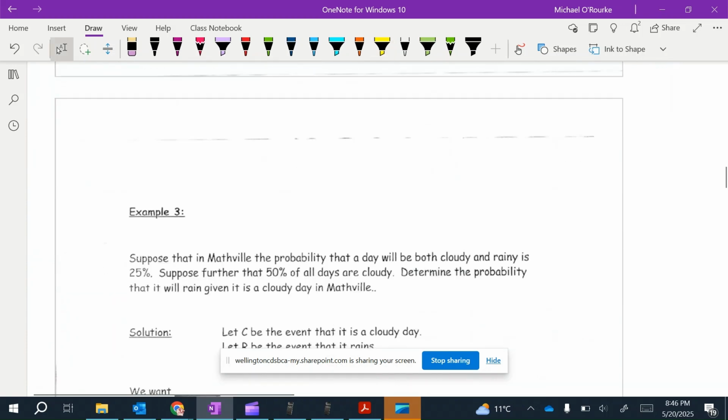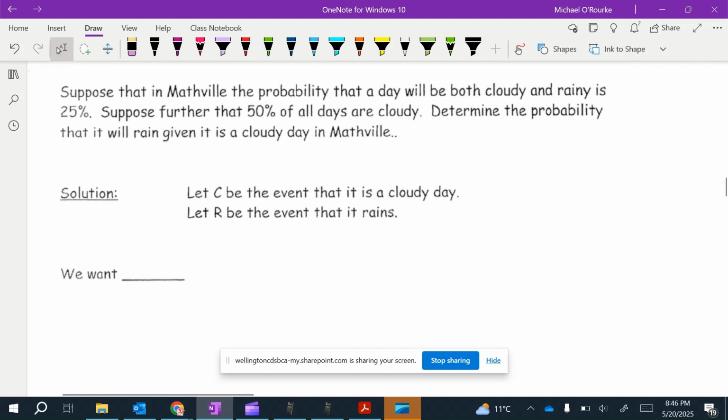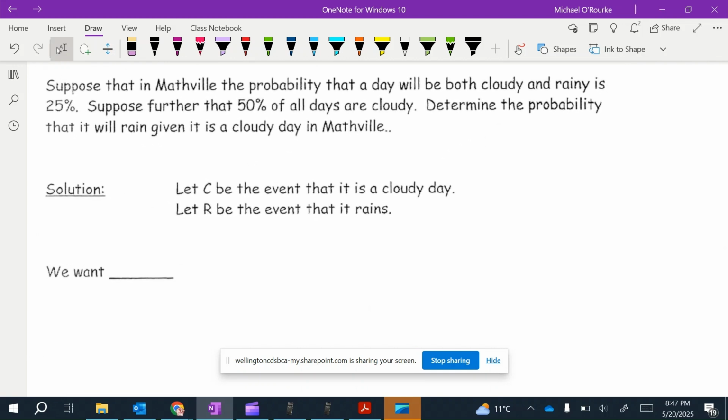So let's do an example using this. Suppose in Mathville, the probability that a day will be both cloudy and rainy is 25%. Suppose further that 50% of all days are cloudy. Determine the probability that it will rain given it is cloudy in Mathville.